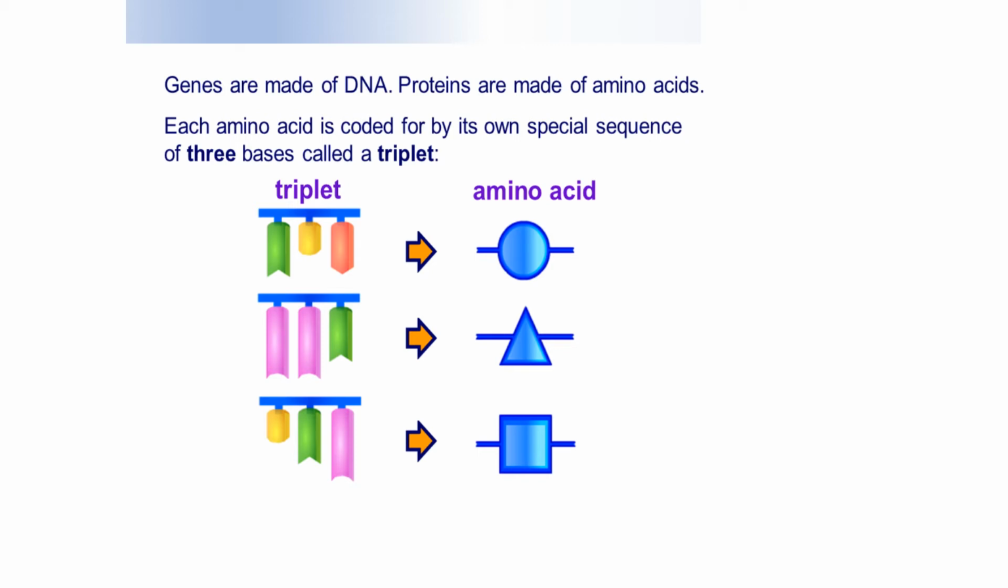Each amino acid is coded for by its own special sequence of 3 bases called a triplet. Here you go, you can see triplets make the amino acids, in different shapes of amino acids. There are more than 100 essential amino acids in our body.